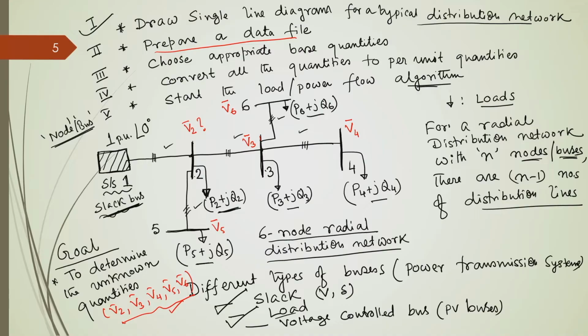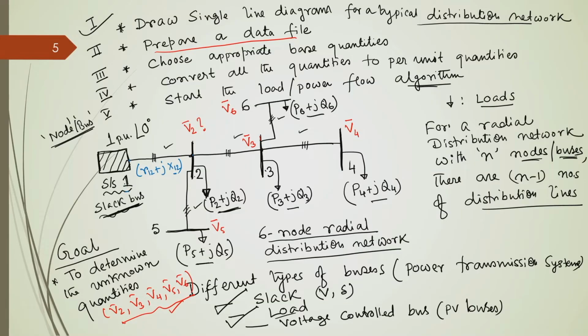We know that some of the data, as I have shown you, are the active power and reactive power demands of the load buses. Another thing that we will know is the line parameters. So, let us represent this line parameter as R12 plus jX12, where R12 represents the line resistance for the line connecting node 1 to node 2. Similarly, X12 represents the line reactance of the line connecting node 1 and node 2.